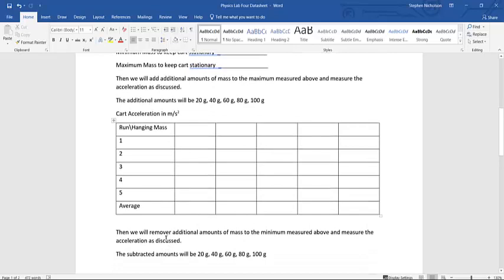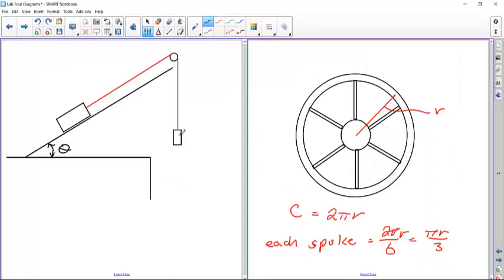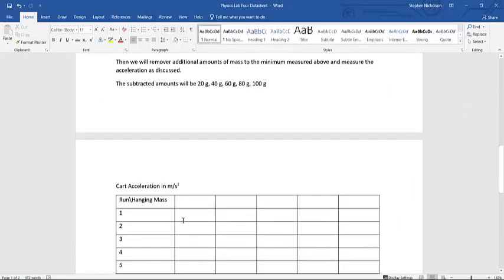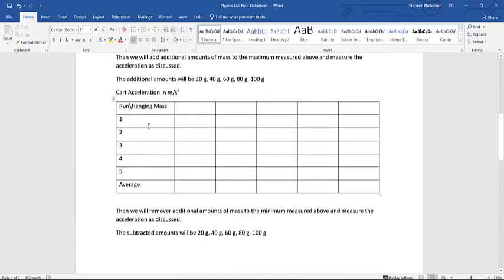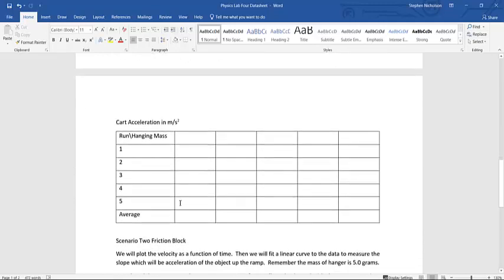Next, we'll go the other direction. We'll remove 20 grams from the minimum mass. So then, when we have not enough mass here, it'll accelerate down the ramp instead of up the ramp. And we'll do the same increments, and we'll fill in the table as such. So these are going up the ramp, these are going down the ramp. So those are the frictionless conditions.